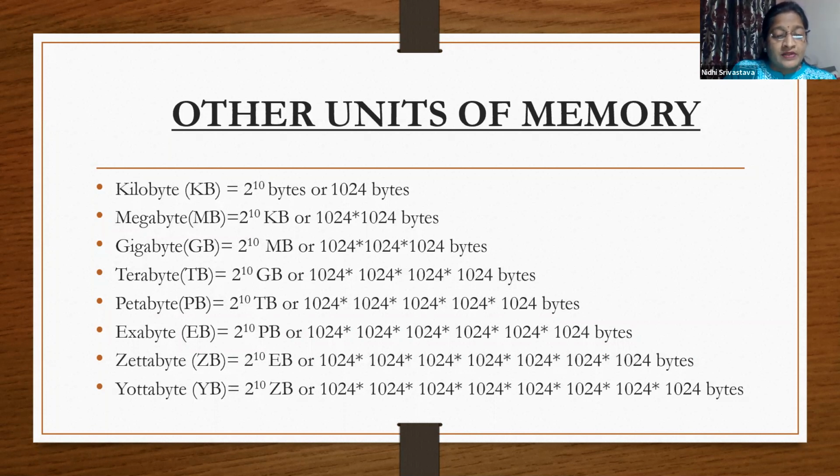Petabyte, PB, is 2 raised to the power 10 TB, or 1024 into 5 times. Exabyte, EB, is equal to 2 raised to the power 10 PB, or 1024 into 6 times. Zettabyte, ZB, is equal to 2 raised to the power 10 EB, or 1024 into 7 times. Yottabyte, YB, is equal to 2 raised to the power 10 ZB, or 1024 into 8 times bytes. These are the units of memory.